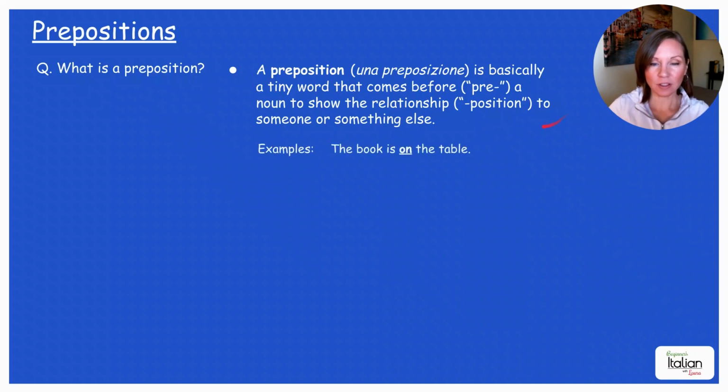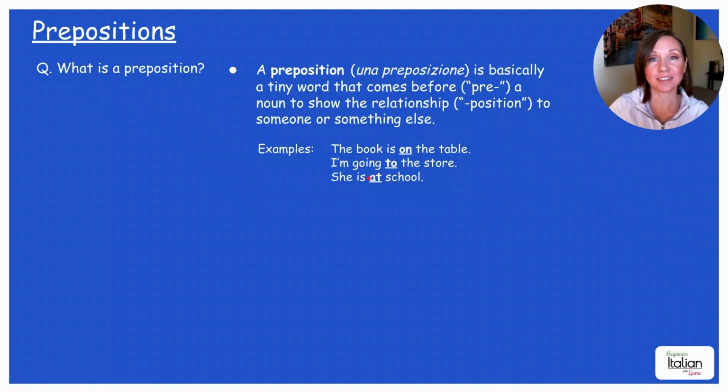For example, the book is on the table, okay, so the book in relationship to the table, the book is physically on the table. Okay, I'm going to the store. Okay, so this is in relation to where I'm going in relation to the store. I'm going to the store. And she is at school. Okay, that's her position in terms of where she is.